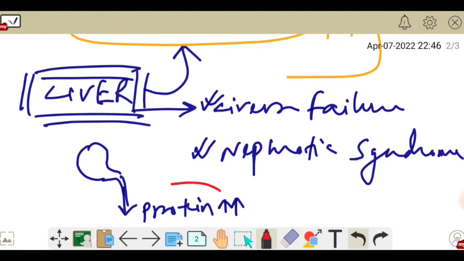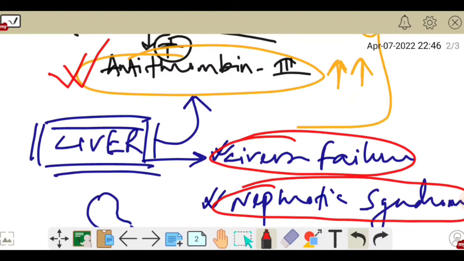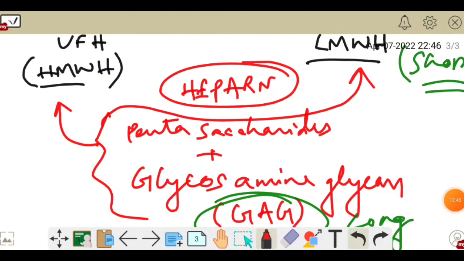This protein is nothing other than antithrombin 3. So in these two cases, in liver failure and in nephrotic syndrome, the heparin will not actually function properly. So administering heparin in this kind of patients is quite useless, as the heparin is not able to function. Okay, let's get back to this particular topic.